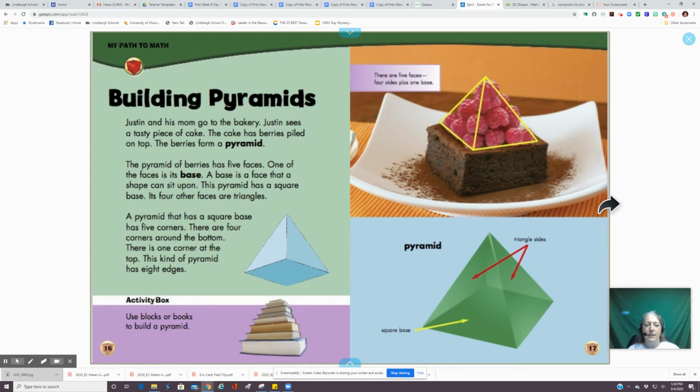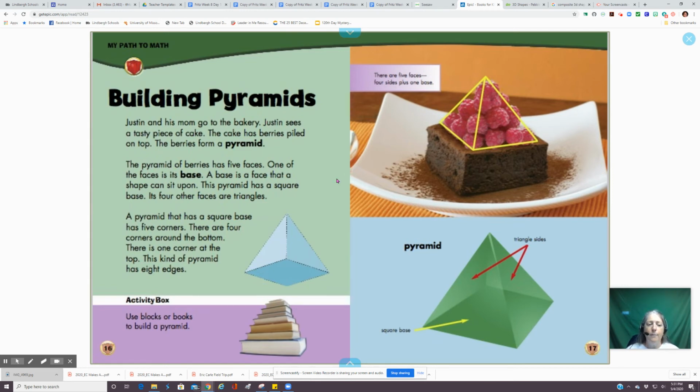Justin sees a tasty piece of cake. The cake has berries piled on top. The berries form a pyramid. So the berries are kind of like a sphere. They can pile on each other, but they can't really lay flat like the cake on the bottom. They wouldn't really hold the cake.